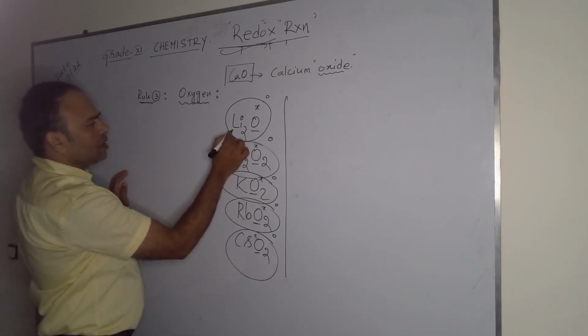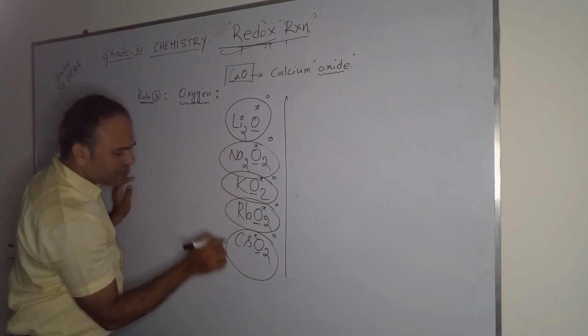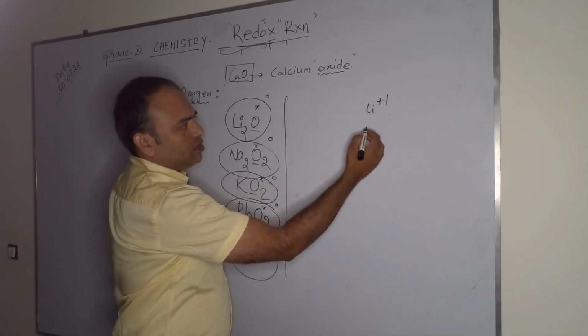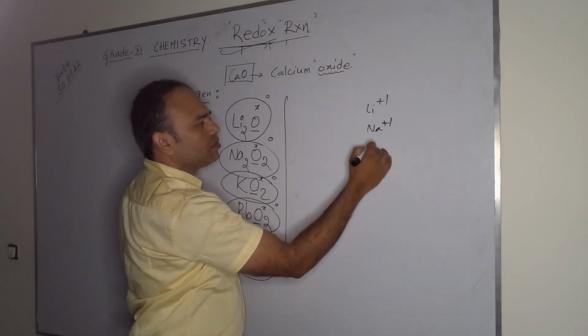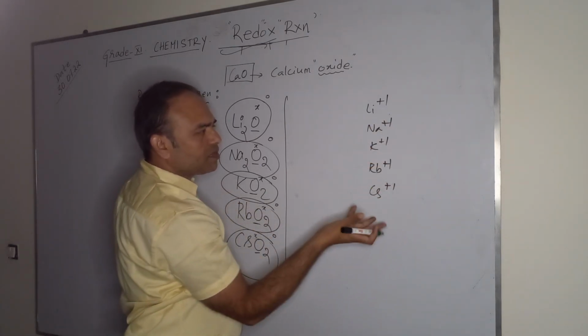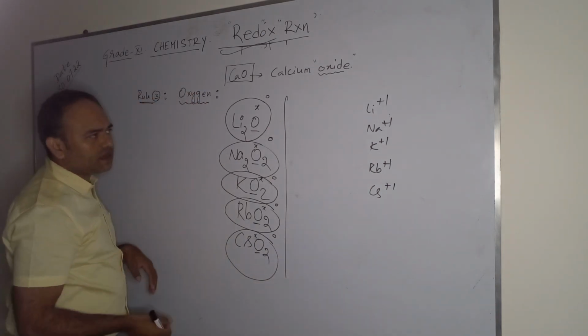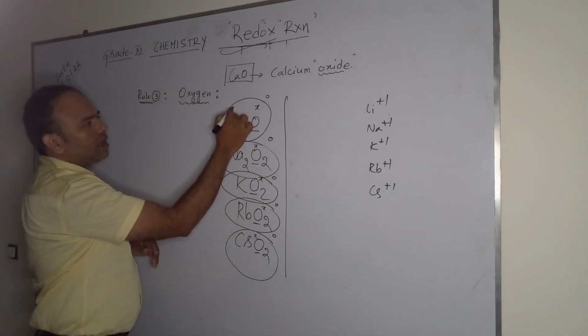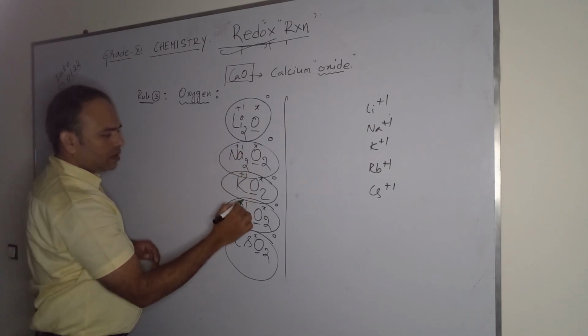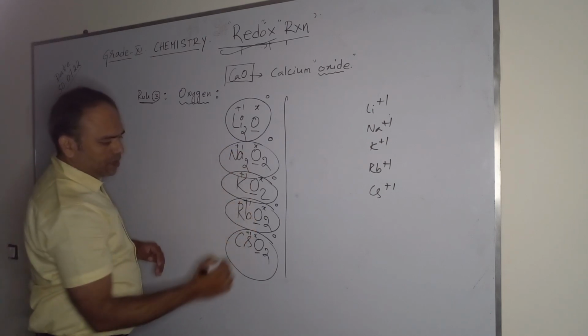Now lithium, sodium, potassium, rubidium, cesium, you know that the oxidation state is +1, as they are alkali metals. Therefore I'll write +1, +1, +1, +1 and +1 for these.